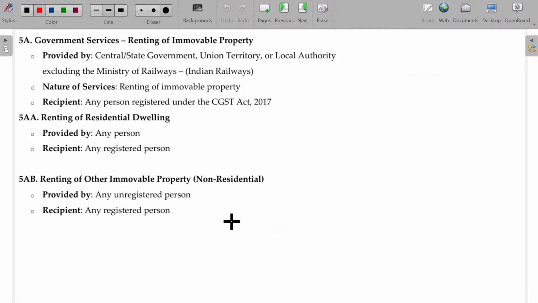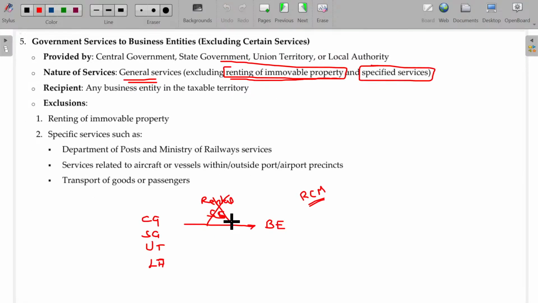Then is it exempted? No, sir. We'll study it in the next case, 5A, where rental will come, whatever the service may be. So leaving that, it is confined under this fifth listing. The exclusions are renting of immobile property and specified services, meaning Department of Post and Ministry of Railway services, services related to aircraft or vessels within or outside port or airport precincts, and transport of goods or passengers. In these cases, GST is not leviable on RCM basis. Is that okay?